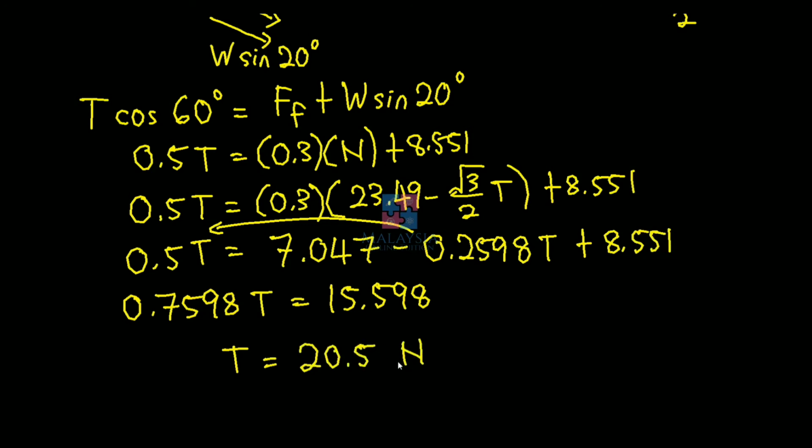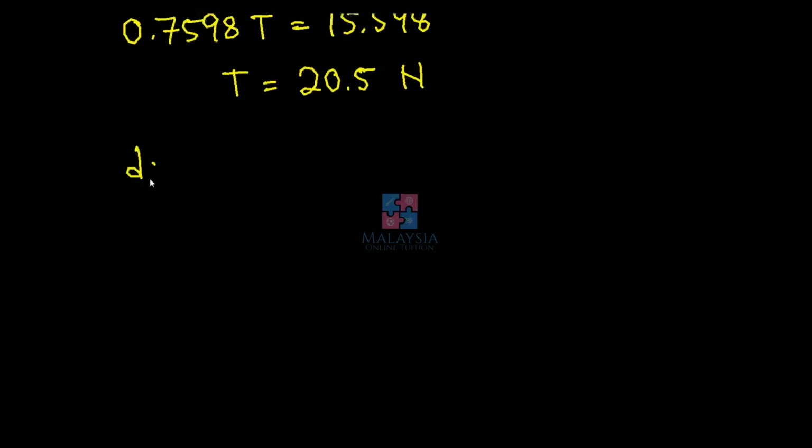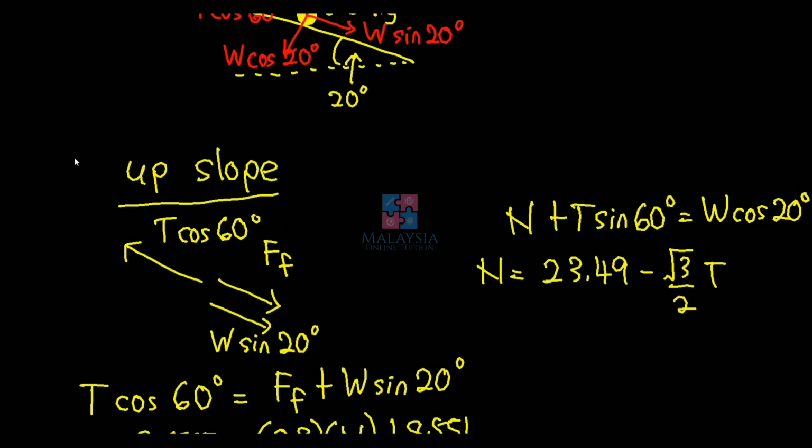So we don't know yet whether this will be the largest or the smallest possible value for our t. So let's just do down the slope for now. This one, we don't need to write as the final answer yet. So now, down the slope, we are still going to have the same situation, except now if you are going down the slope, your frictional force will be acting upwards.